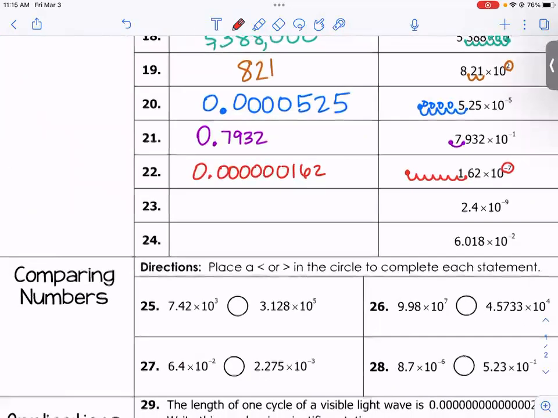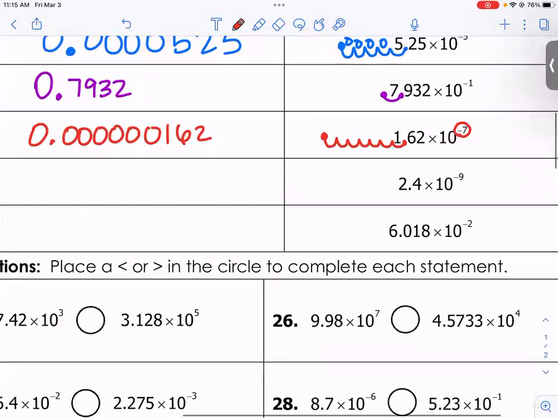Okay, how about you try 23? That's a fun one, number 23.